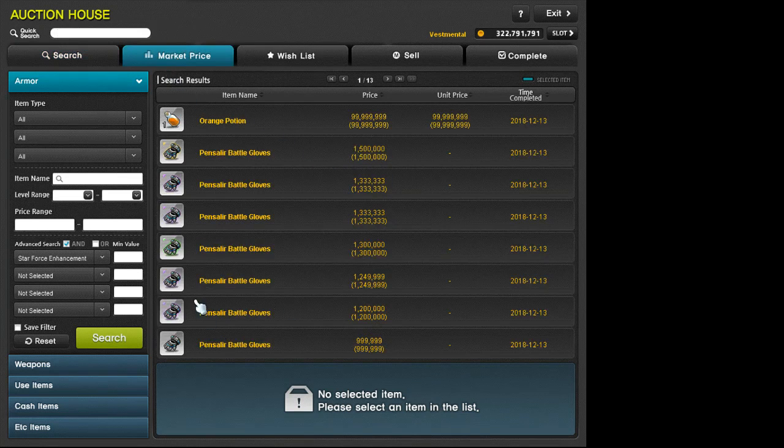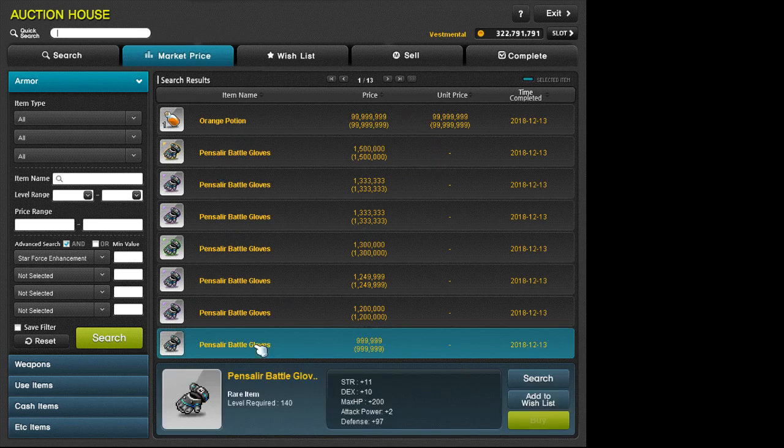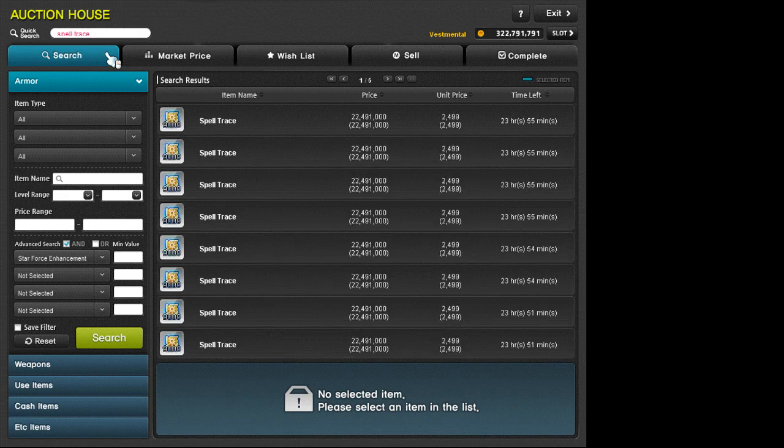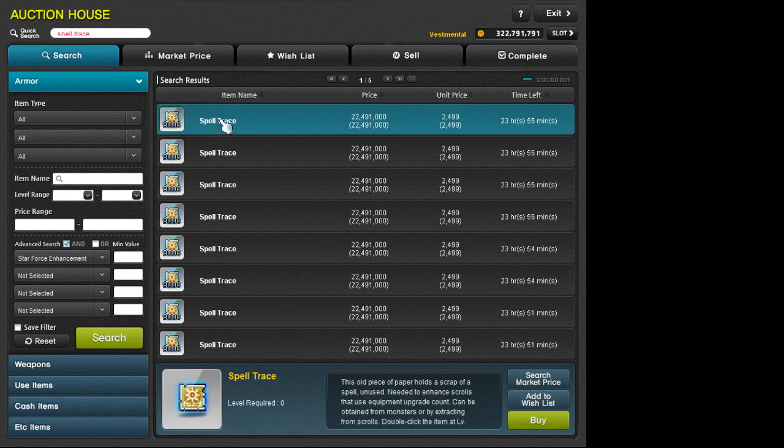Let's look at these gloves compared to earlier. They sold for 1 million compared to that 10 billion that we saw earlier. High in supply and extremely low in demand. Now let's look at something that is both extremely high in supply and extremely high in demand. In this game we have an item called a spell trace. Everyone needs this item, but because it's in such high supply, it's extremely cheap. But because it's in such high demand, people will still buy it for a cheap price, and as you can see, they tend to buy in bulk.